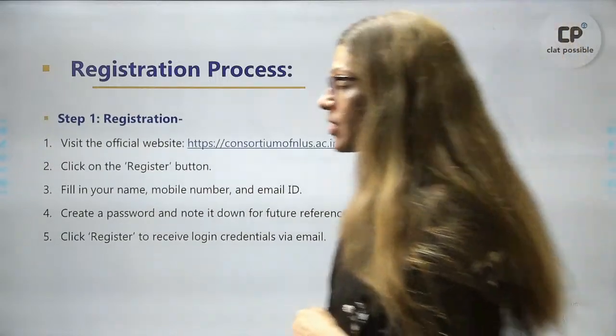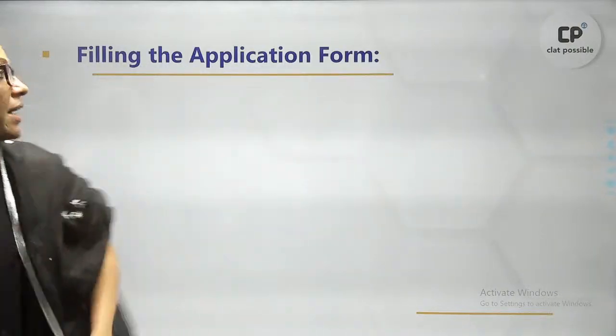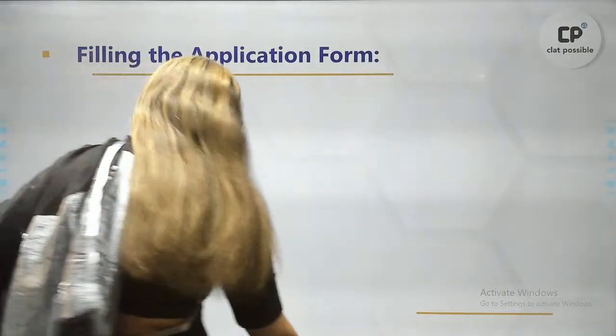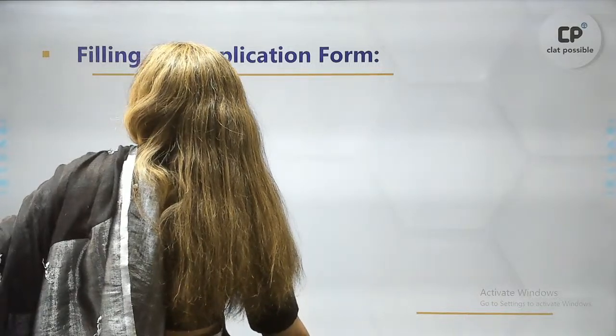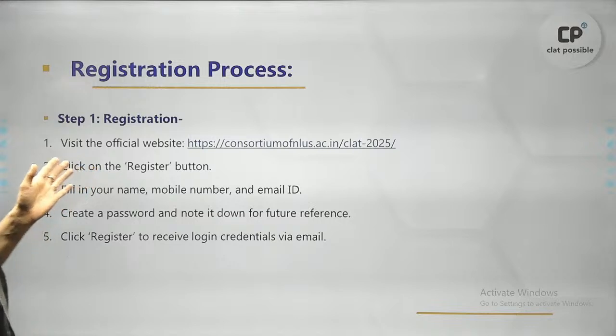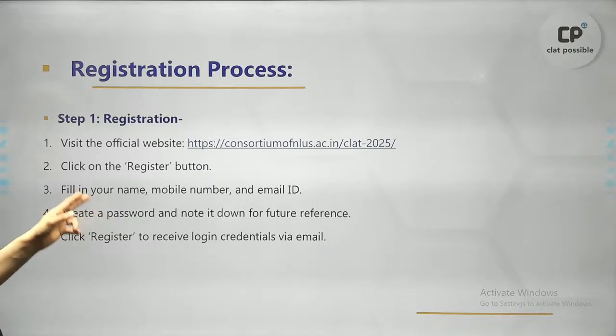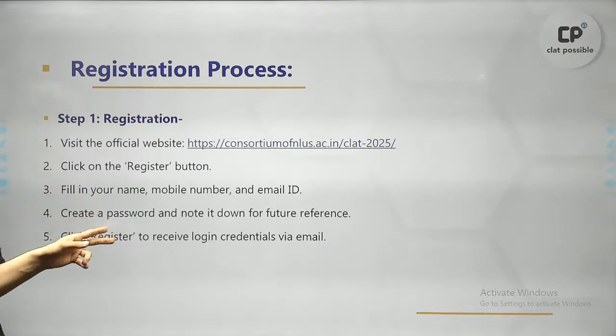Once you start with the registration process, you have to register yourself on the CLAT consortium website. This is the website where your registration will happen, children. You have to start by clicking on the register button and fill in the essential requirements, which will be your name, email ID and phone number.